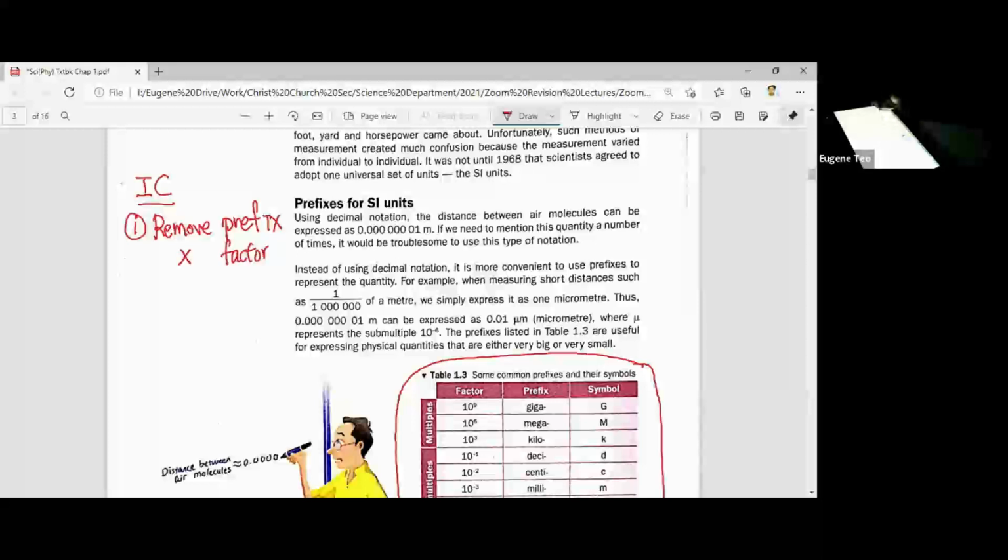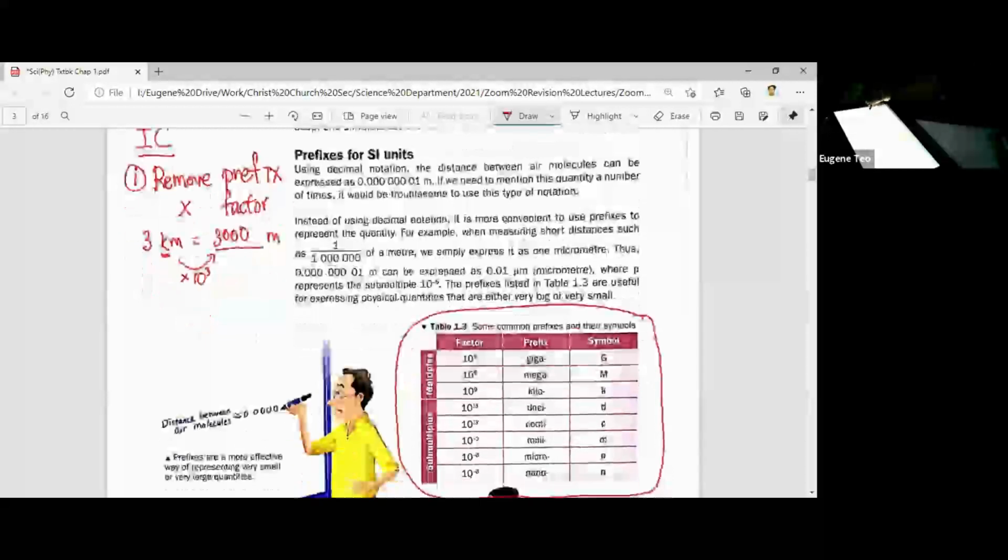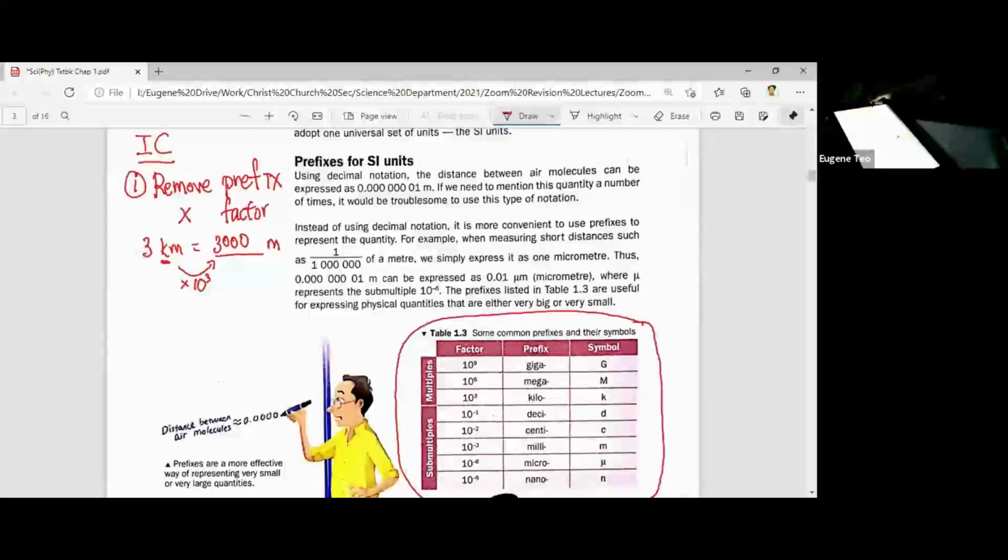So, for example, a typical one, let's say 3 kilometers. I want to convert it to meters. So I need to remove kilo. To remove kilo, I'm going to multiply it by the factor, which is 10 to the power 3. If you press your calculator, you're going to get 3000 meters. So to remove a prefix, you multiply by the factor.